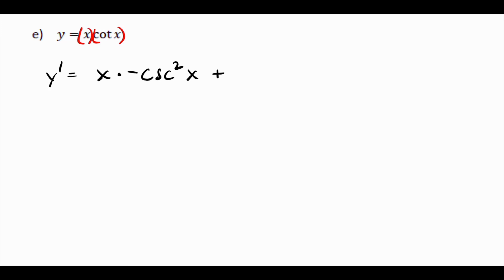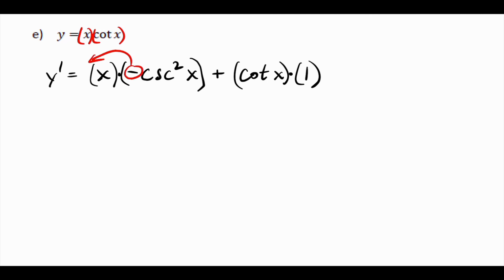plus the opposite. The first times the derivative of, or sorry, the second times the derivative of the first, which is just 1. Okay, clean it up if you can. What I'm going to do here, I'm going to move this negative sign to the front and then multiply these two guys. So I get negative x cosecant squared of x plus cotangent of x.